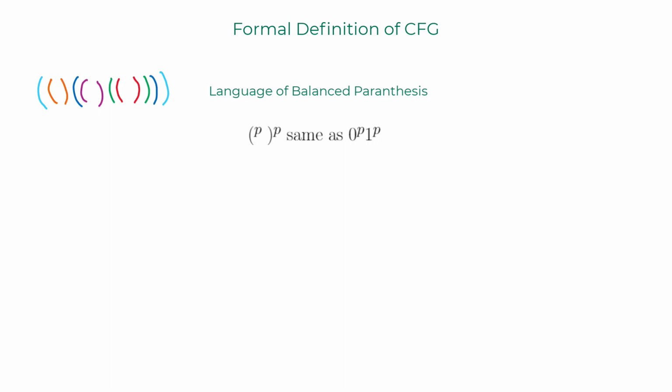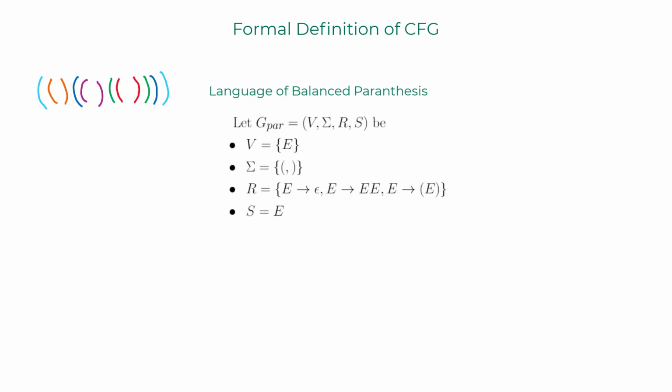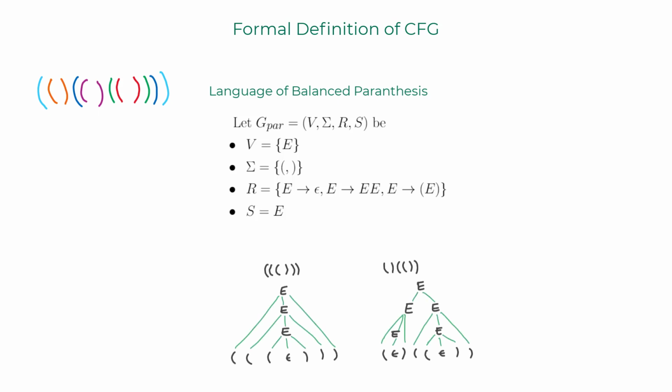Alright, turns out the language of balanced parentheses can be generated by a context-free grammar. Here is the four-tuple that can generate all the strings from the balanced parentheses language. Here are the parse trees for these two strings. You can pause the video and try to see if the parse trees make sense.